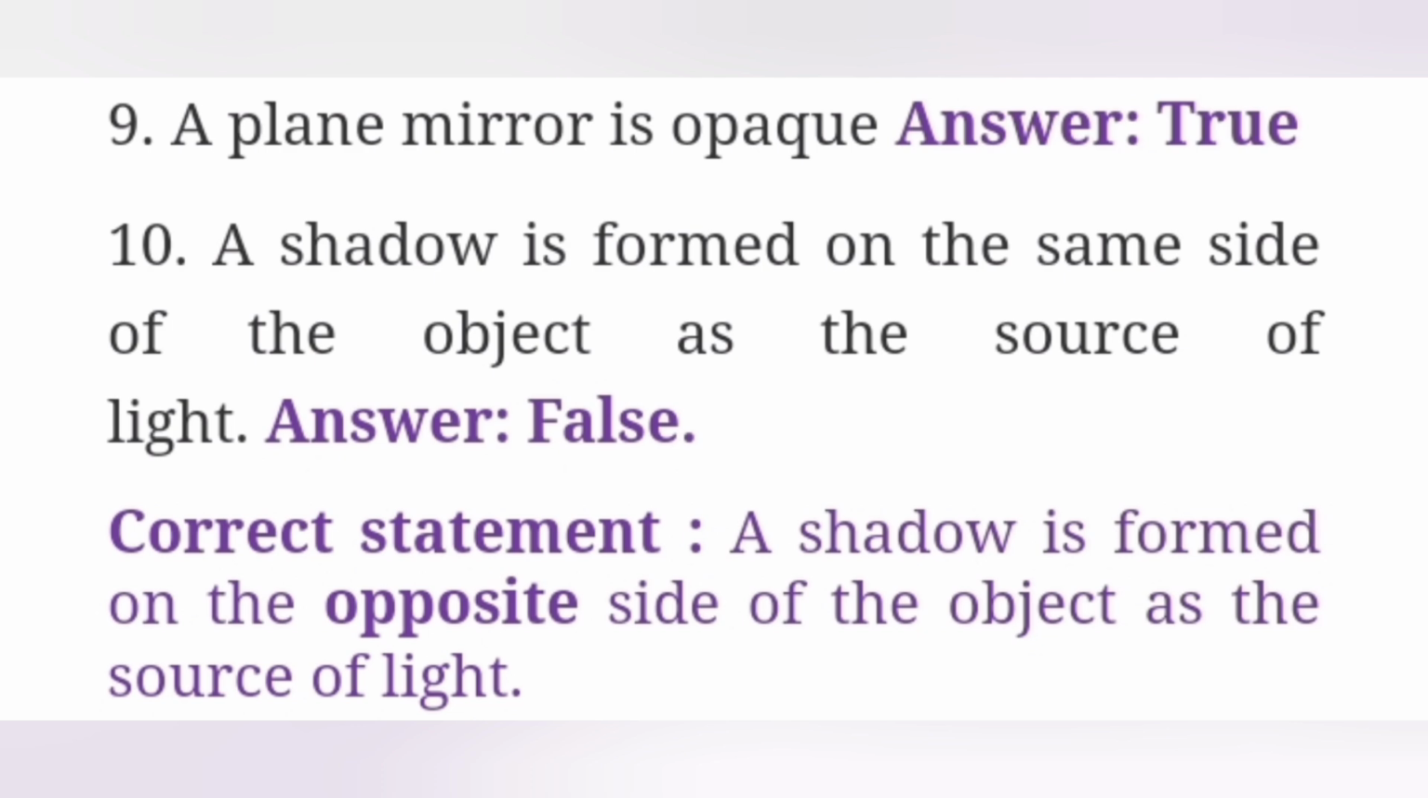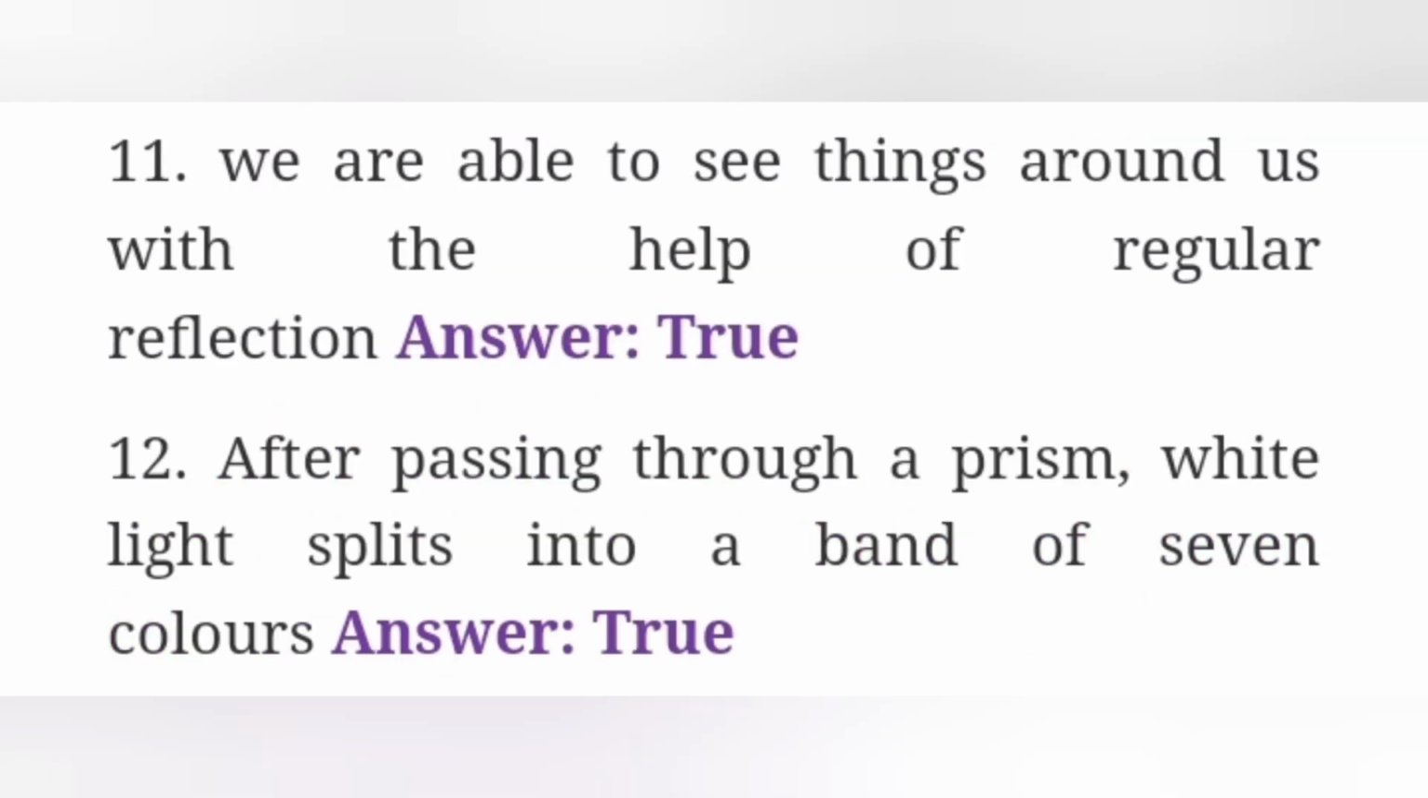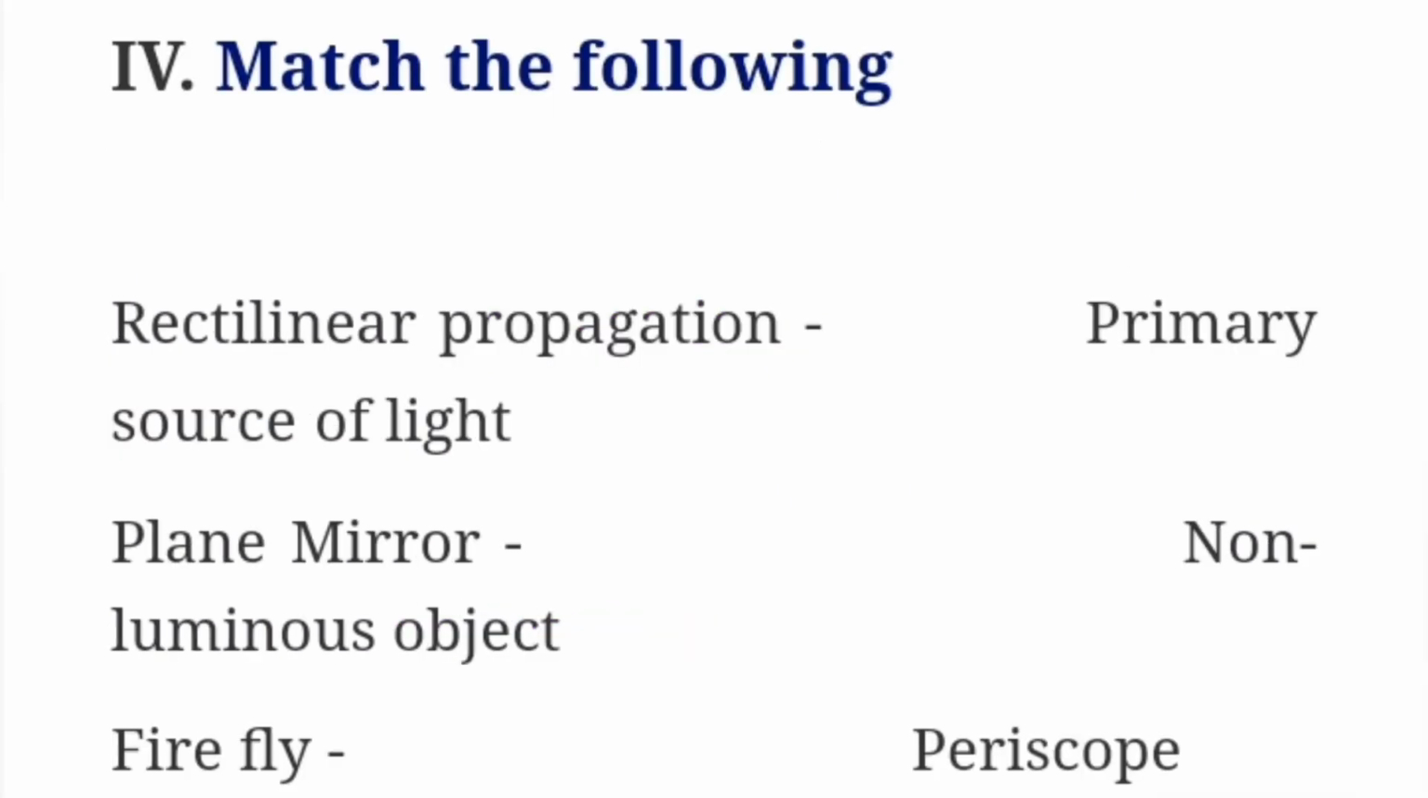Ninth one, a plane mirror is opaque. The statement is true. Tenth one, a shadow is formed on the same side of the object as the source of light. The answer is false. The correct statement: a shadow is formed on the opposite side of the object from the source of light. 11th one, we are able to see things around us with the help of regular reflection. True. 12th one, after passing through a prism, white light splits into a band of 7 colors. True. Fourth Roman letter, match the following.